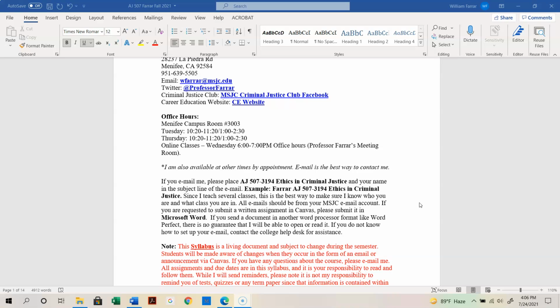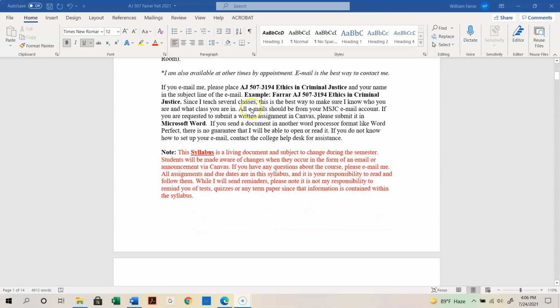So just kind of keep that in mind as well, okay? Now we're down at the bottom of the first page. The syllabus is what I like to call a living document, meaning that it is subject to change during the semester. If I do make any changes, students will be made aware of those changes as they occur in the form of an email or an announcement via Canvas.